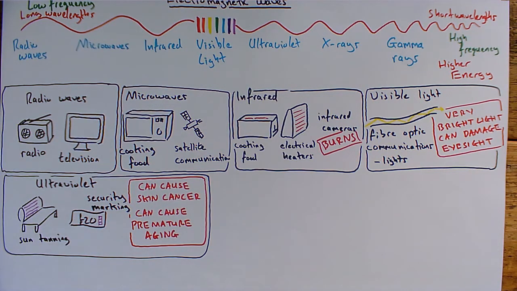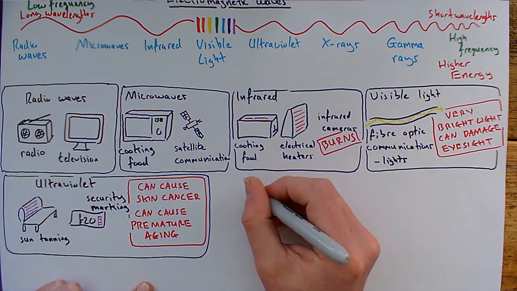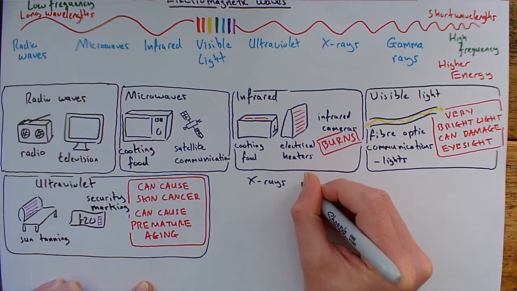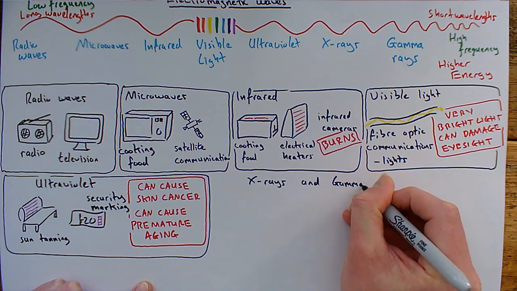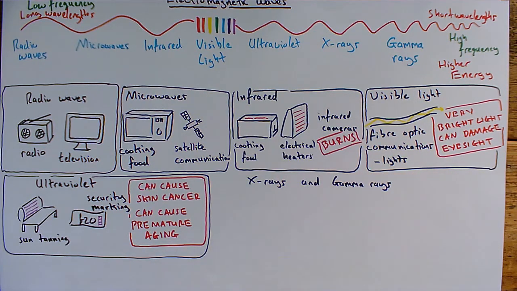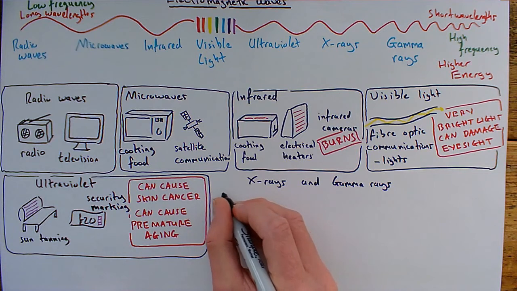And finally, and these two, I say finally, but we've got two left, these two we can class together. X-rays and gamma rays, as they have very similar uses and very similar dangers. Now, one thing we use X-rays for is obviously for medical imaging. It's hard to draw an X-ray image, so we'll give it a try.